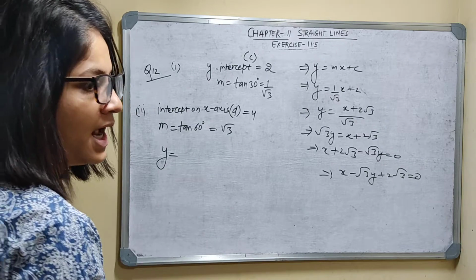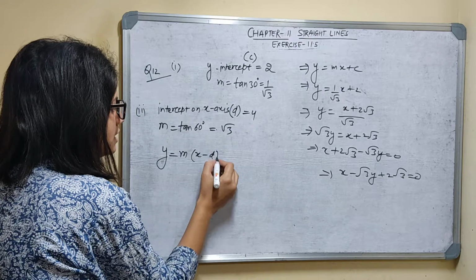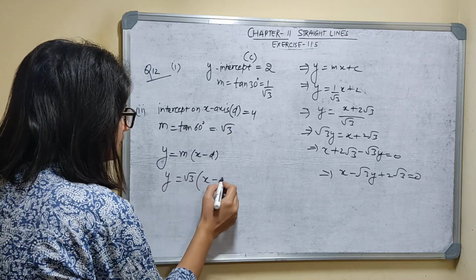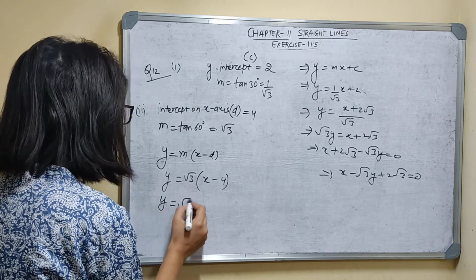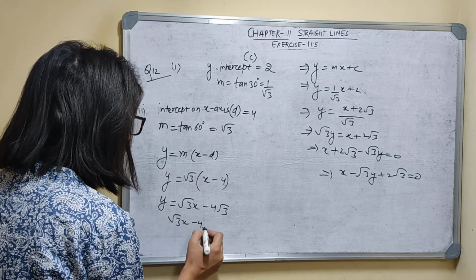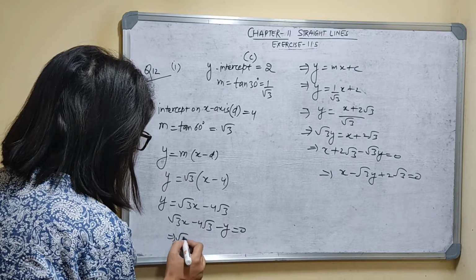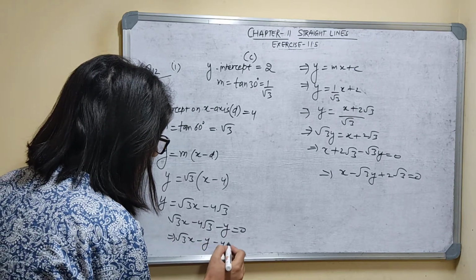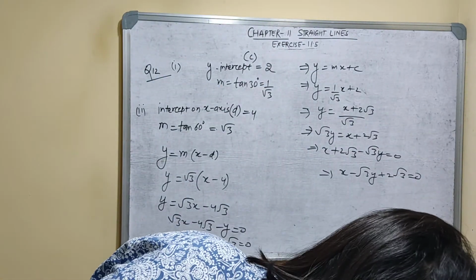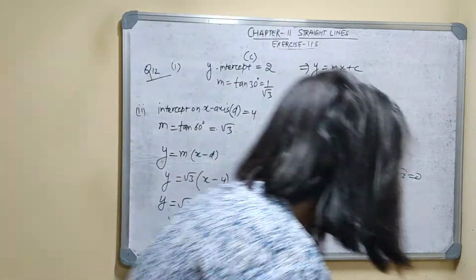So you can find the formula. When the intercept on the x-axis is given and the slope is given, y is equal to m x minus d. This is d, so y is equal to root 3 x minus 4 root 3, or you can write root 3 x minus y minus 4 root 3 is equal to 0. You can leave it in this form only, y is equal to m x minus d also. Is it clear?